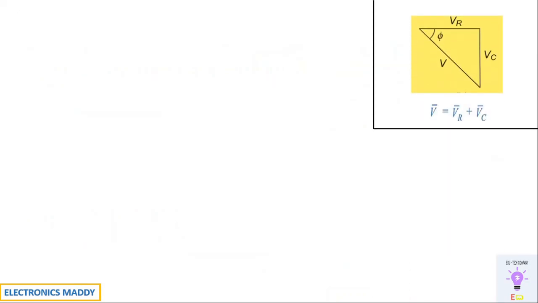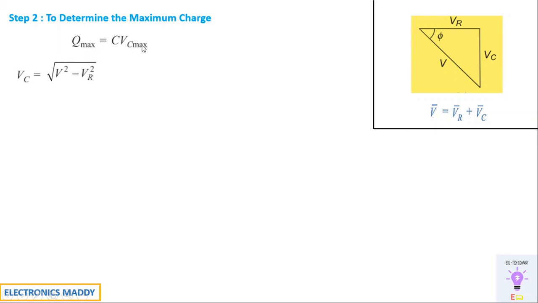Now our next step is to determine the maximum charge. I have considered the voltage triangle with respect to theory. We know that V bar is equal to VR bar plus VC bar in terms of phasor representation. According to the formula for maximum charge, we know the formula of the charge associated with a capacitor: Q is equal to CV. With respect to maximum, you have to represent it in terms of maximum: Q max is equal to C VC max. So how do we find the value of VC? It's very simple. VC is equal to square root of V square minus VR square.